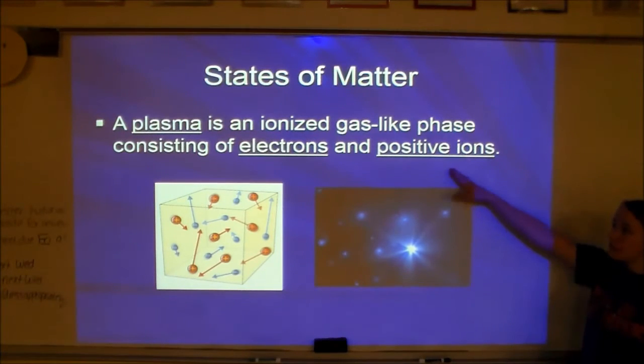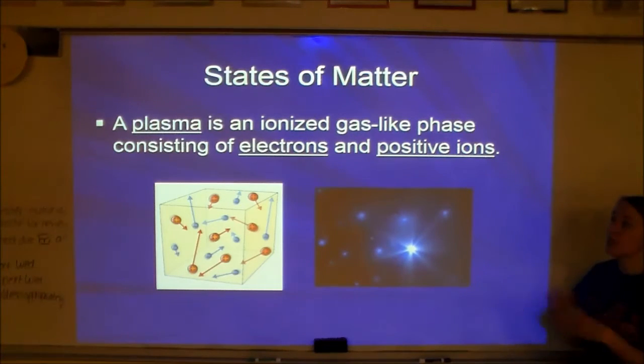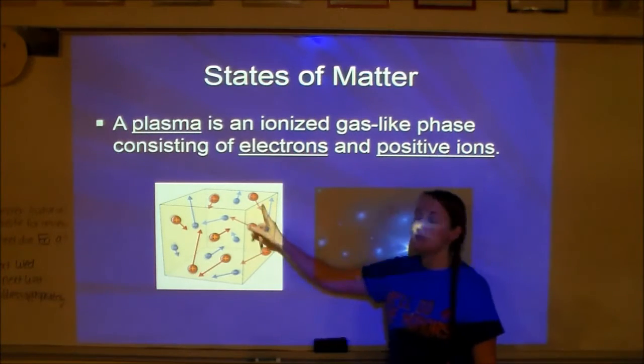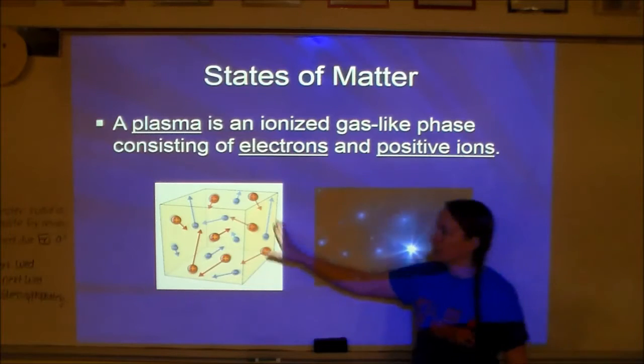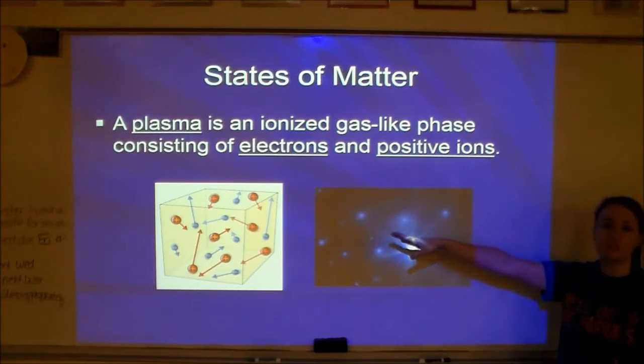All right, so plasma, like I said, electrons have just separated from the atom. Not all of them, some of the electrons. So you're left with the positives and the negatives. They're still far apart, like a gas. Like notice this picture is similar to a gas. But instead of having neutral atoms, you have the positives and the negatives.